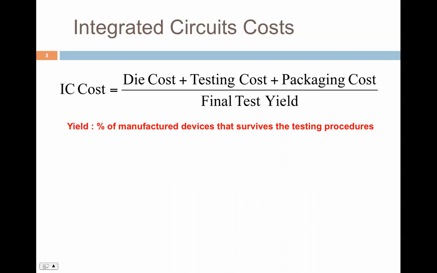Here is a very standard equation: the integrated circuit cost is nothing but the die cost plus the testing cost plus the packaging cost, divided by the final test yield. It is important to remember that there is a cost to manufacture, a cost to test it, and a cost to package all of it. But the test yield is the percentage of good dies that survive all these testing procedures. So it's important for us to analyze it.